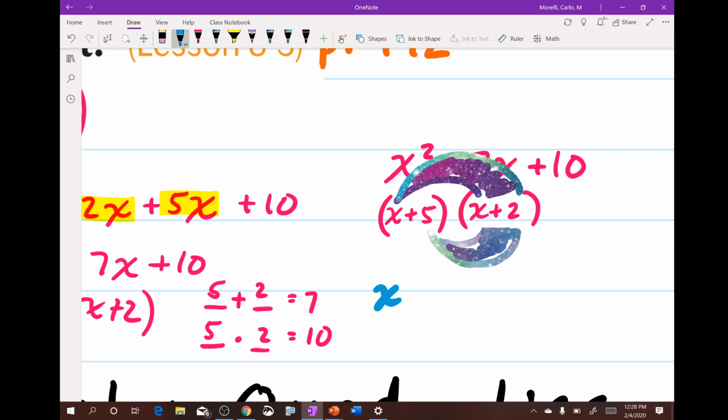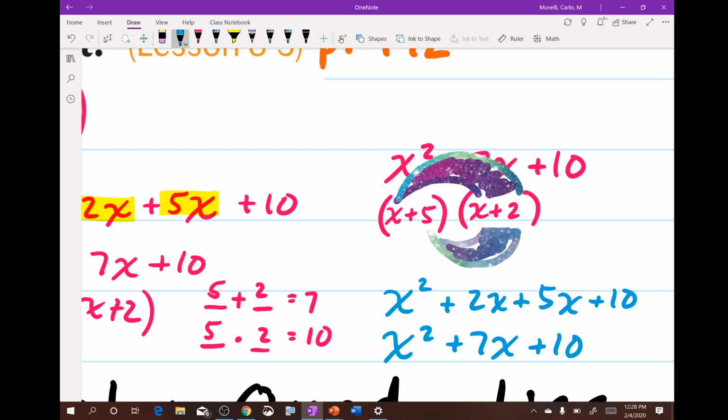We get x squared: first is x times x, that's x squared, plus outer, x times 2, 2x, plus inner, 5 times x, that's 5x, plus last, 5 times 2, that's plus 10. x squared plus 7x plus 10. Do you see I'm just going back and forth, back and forth? That's called factoring. So what you did yesterday was called multiplying binomials. You use FOIL or box.